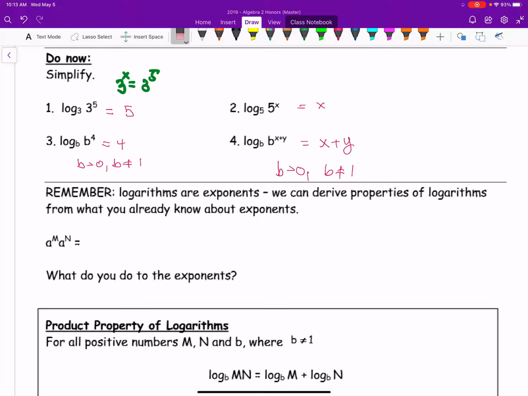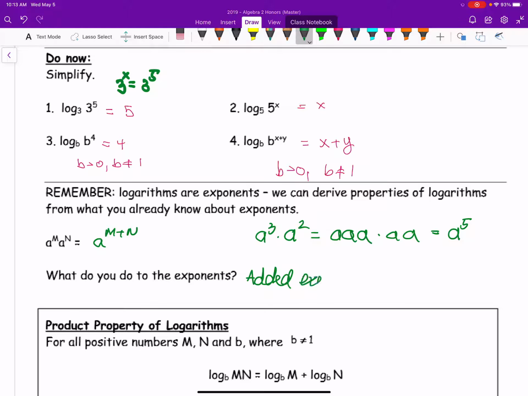Let's think back to our exponential rules. For example, a to the m times a to the n. What do we do with those exponents? We end up adding the exponents, a to the m plus n. If you don't remember why that's the case, try some with numbers, like a to the 3rd times a to the 2nd is the same as a times a times a times a times a. Oh, look, that's a to the 5th altogether. It works the same as just adding the exponents. What do we do with the exponents? We added exponents.